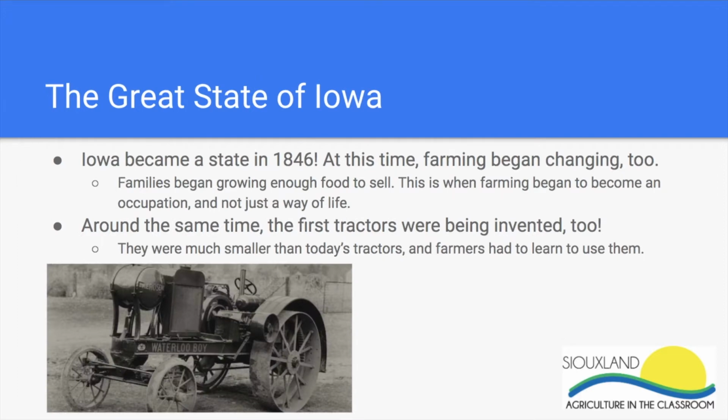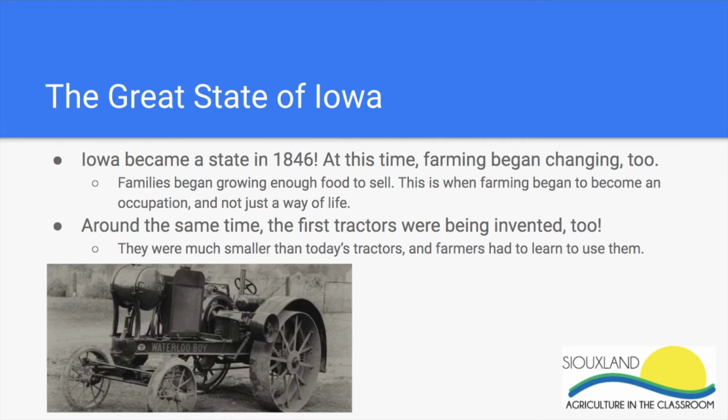Okay, Iowa became a state in 1846, and around that time, farming was changing also. The first tractor was actually invented in Iowa. If you look at that picture, it was called the Waterloo Boy because it was invented in Waterloo. And having a tractor meant that people could grow more food because it didn't take as much manual labor. It was still a lot. They are not like the tractors we have today, but it required less physical labor so they could grow more food in the same amount of time.